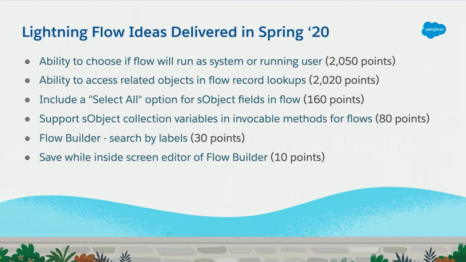As always, we like to talk about the Lightning Flow ideas that we delivered in Spring 20. Not quite as big a jump as last time, but hey, there's still a good number of points there. Being able to choose if your system is system user or running user, and to do that traversal to the flow lookups. I'm surprised, actually, that Select All only had 160 points. I would have thought that people would have been really annoyed by that. But anyway, we're moving on.